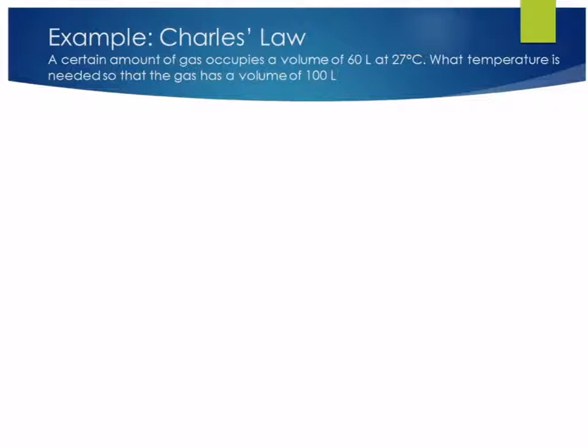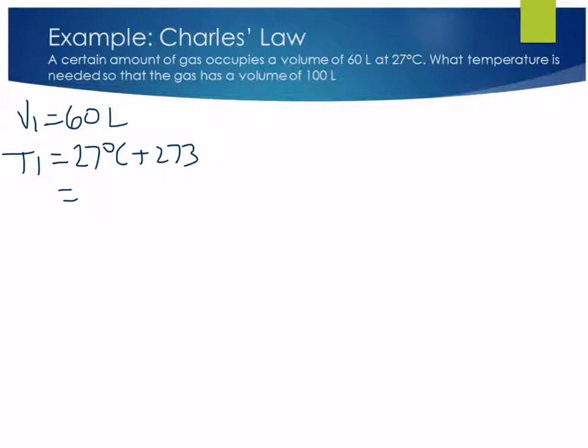So in this example, it says a certain amount of gas occupies a volume of 60 liters at 27 degrees Celsius. What temperature is needed so that the gas has a volume of 100 liters? So our V1 is 60 liters. Our T1 is 27 degrees Celsius. We're going to add 273. We never ever want to use degrees Celsius. So we have 300 degrees Kelvin as our T1.